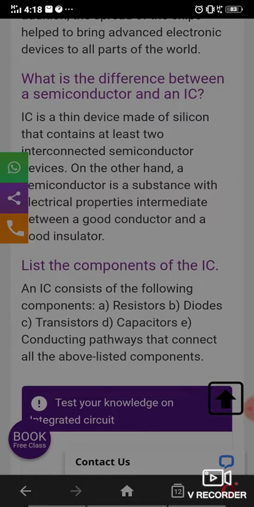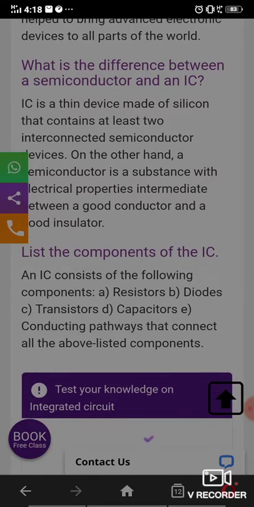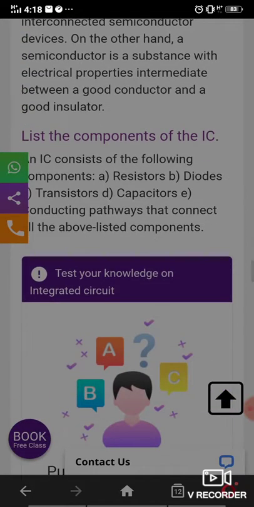List of components of the IC. An IC consists of the following components: resistor, diode, transistor, capacitor, and conducting pathways that connect all the above listed components.